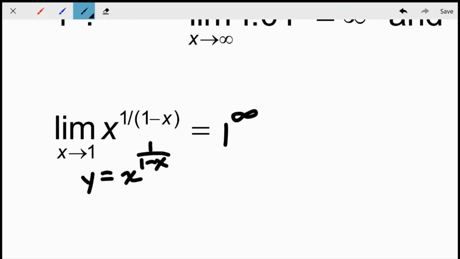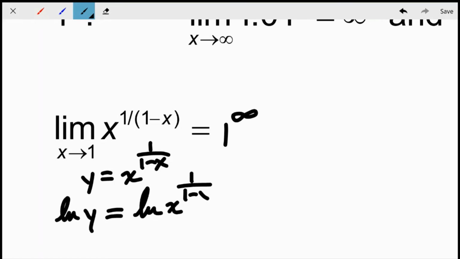And now I'm going to manipulate this so that I can get this in a form where L'Hopital's rule will work. I'm going to take a log on each side. And the reason I'm going to take a log on each side is because I need to make a rational function show up so that I can apply L'Hopital's rule. And you can see this is actually the same as the natural log of x over 1 minus x.